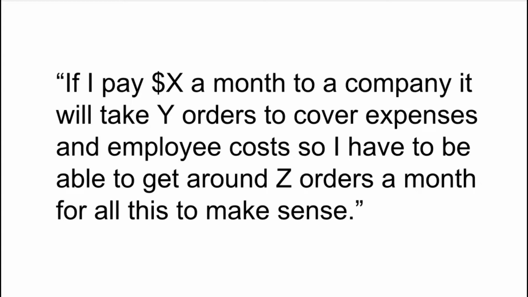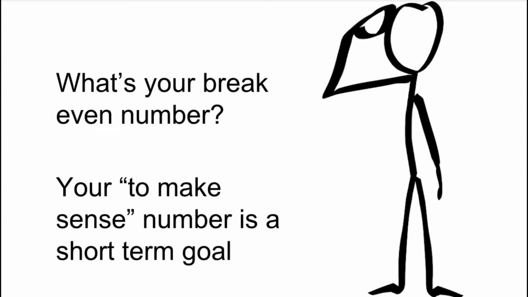So I said, I'm glad you've worked out the numbers. You're speaking my language now, KPIs. That tells me that your average cost per order may be around $100, but that's probably not your break-even number. That would be good to know. So your to make sense number is Z orders per month. That's a short-term goal.